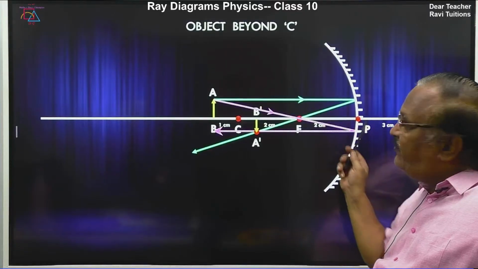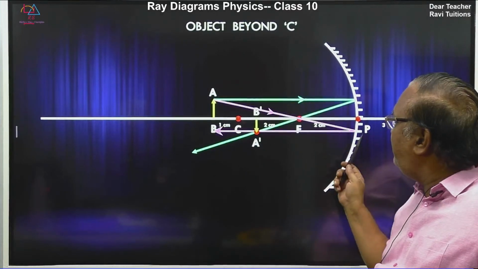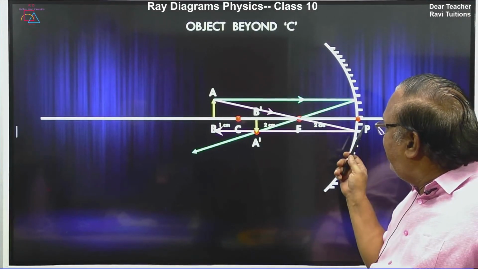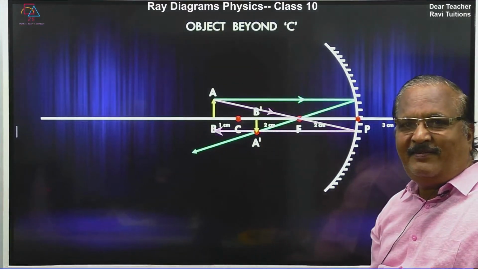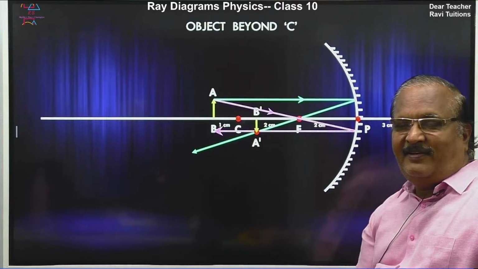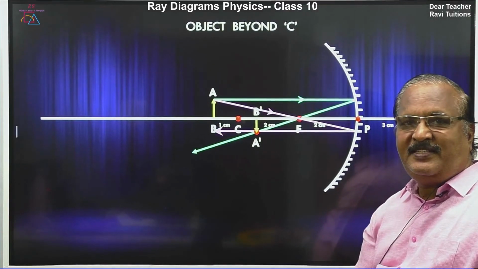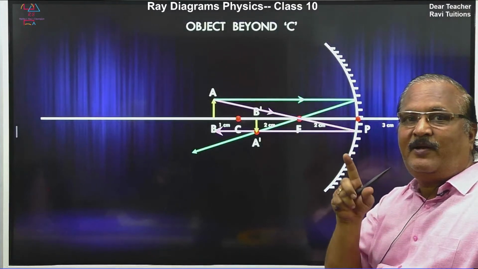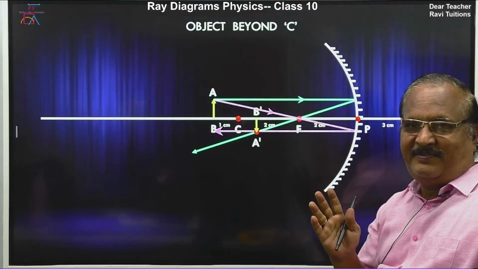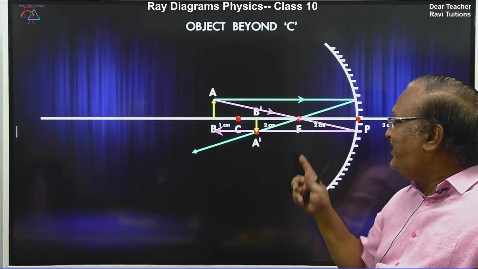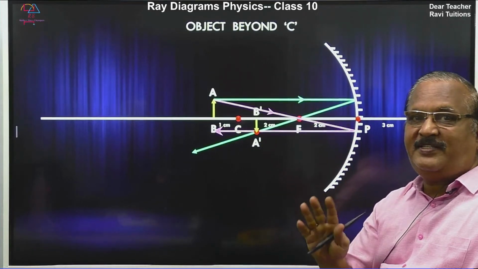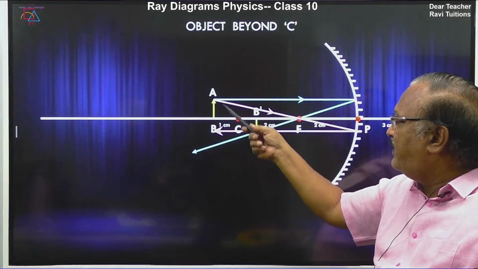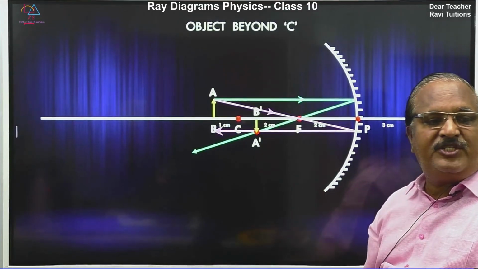The image is formed in front of the mirror, therefore it is real. If the image is in front of the mirror, it is real, because we can catch it on the screen. The difference between real and virtual images is that real images can be taken on the screen; virtual images can be seen but cannot be caught on the screen. So here, because it is in front of the mirror, it is real. Real and inverted have come. Now look at the size: it is smaller, so the size is diminished.